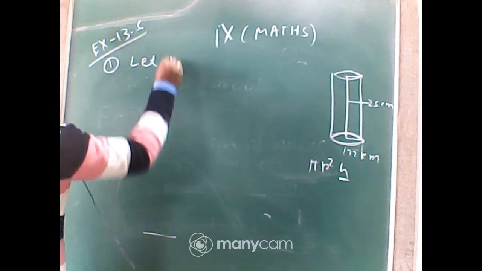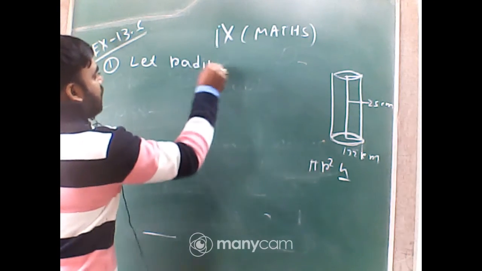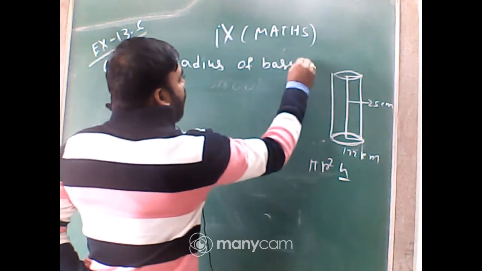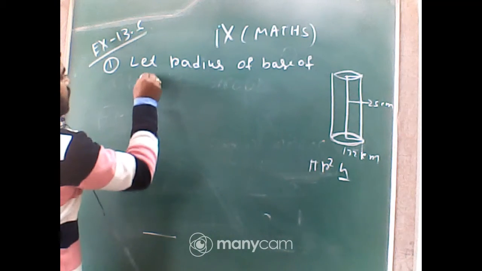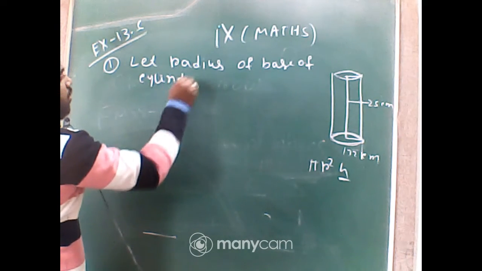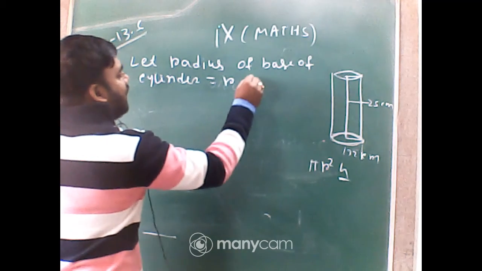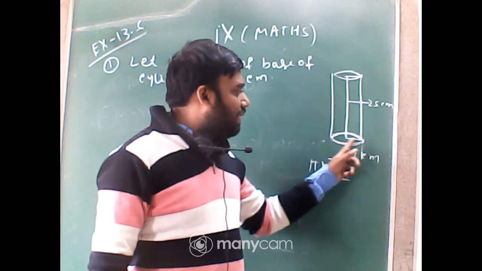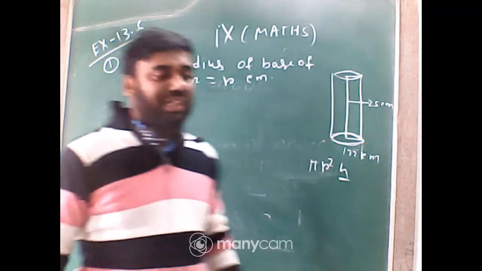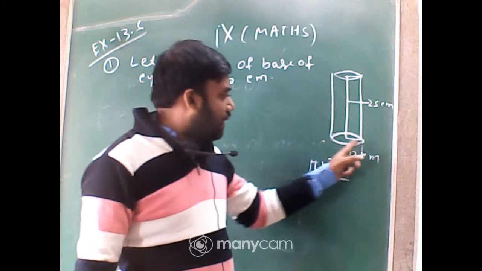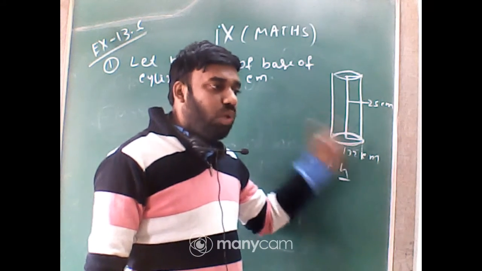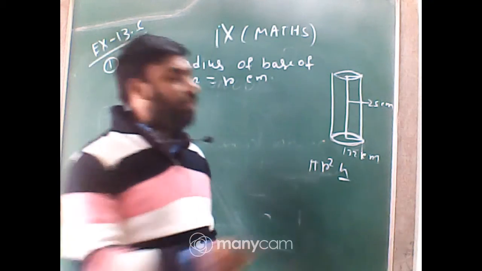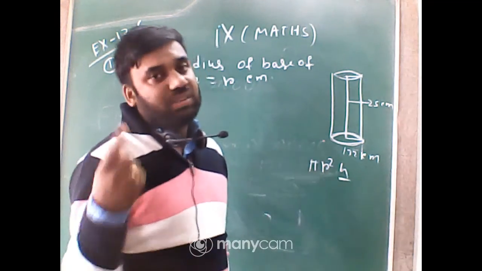Let the radius of the base of the cylinder be r centimeter. If it is r centimeter, what will be the base circumference? Tell me in the chat box quickly. Yes, 2 pi r, because it is a circle. So circle circumference is 2 pi r.